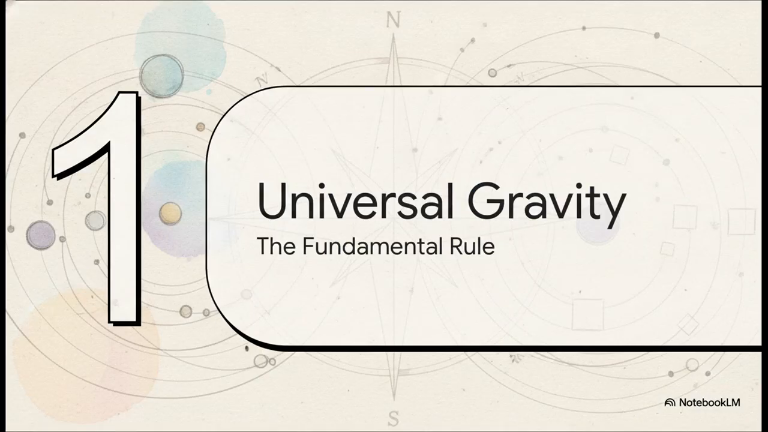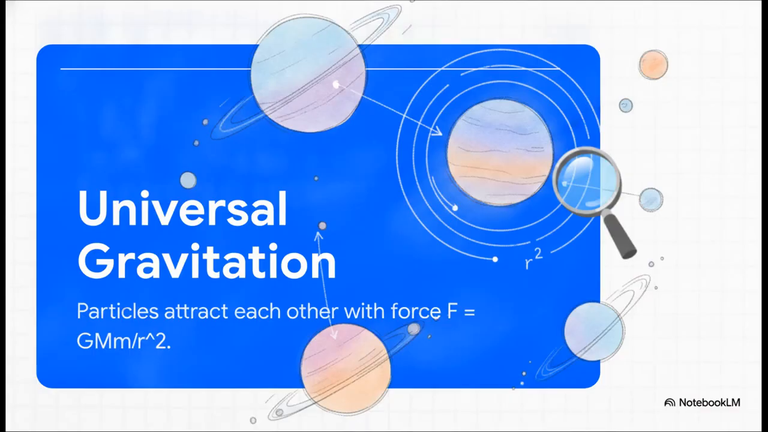Section 1. The universal gravity rule. So let's start with our very first node, Newton's universal law. Look at that equation. F equals G times M times m, all divided by r squared. Basically, this invisible force of attraction is perfectly locked in by the two masses involved and the distance between them. The larger the masses, the stronger the pull. But look closely at that denominator, the distance squared. That is where the magic really happens.